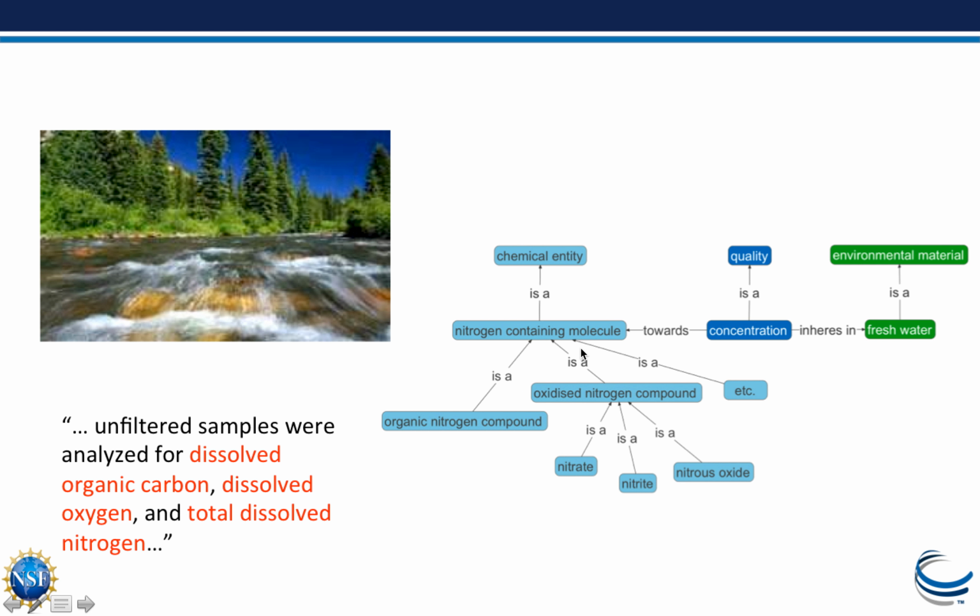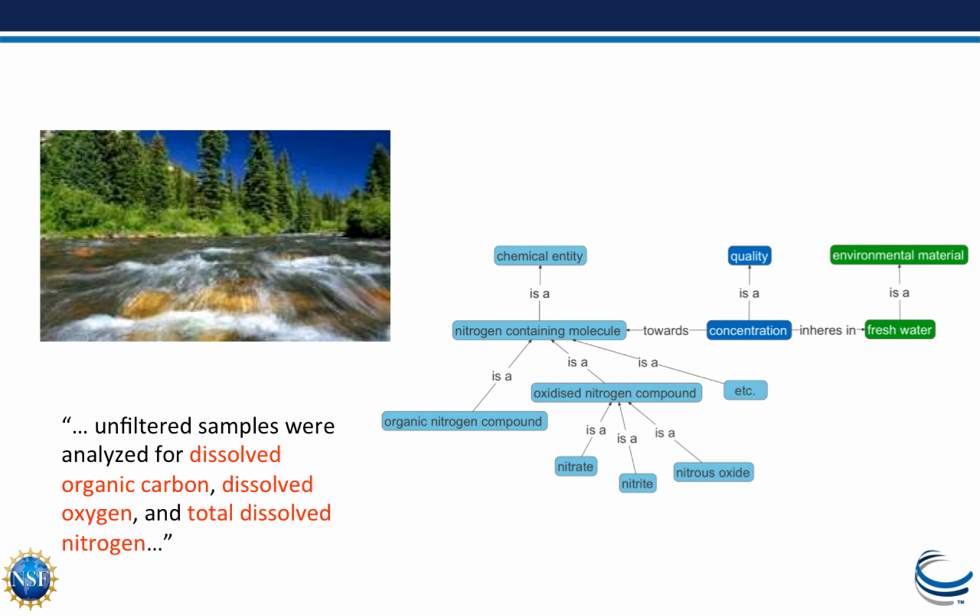Just to note here that this is not a real hierarchy, I just threw together a hypothetical hierarchy for what a nitrogen-containing molecule is. In reality, we would use the CHEBI, or the Chemical Entities of Biological Interest ontology, for describing total dissolved nitrogen.